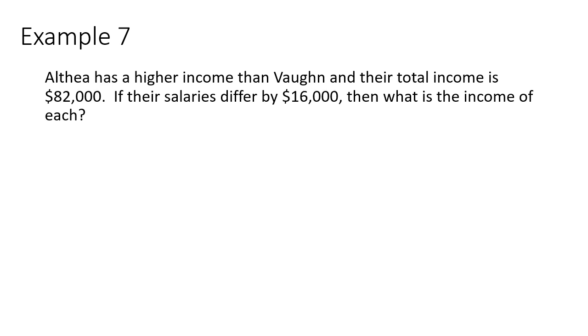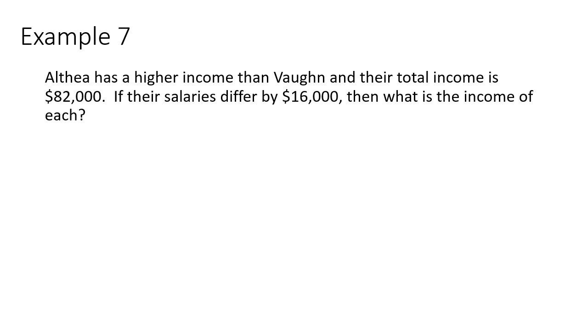So in example 7, we're told Althea has a higher income than Vaughn, and their total income is $82,000. If their salaries differ by $16,000, then what is the income of each? And so the first thing you ask yourself is, what is this problem ultimately asking for? And the answer is the income of Althea and the income of Vaughn.